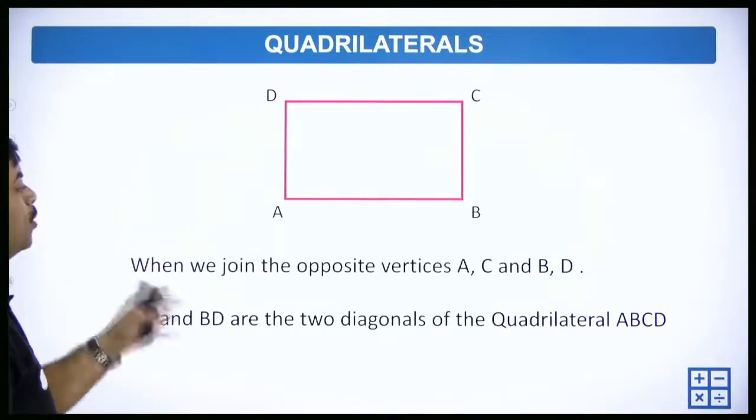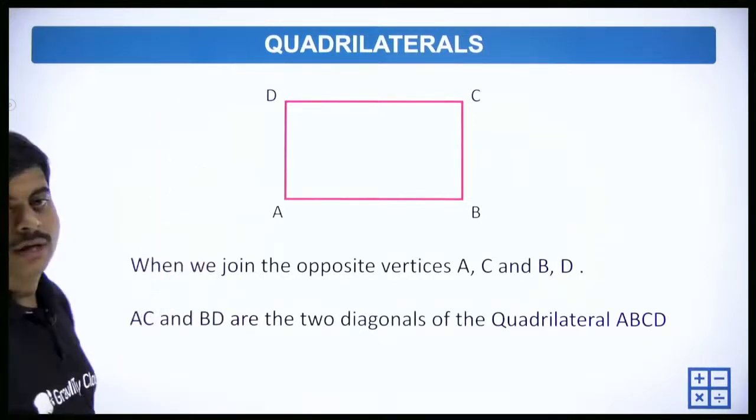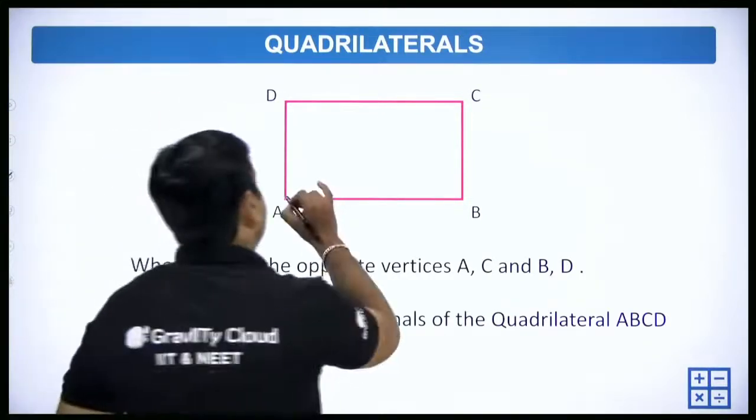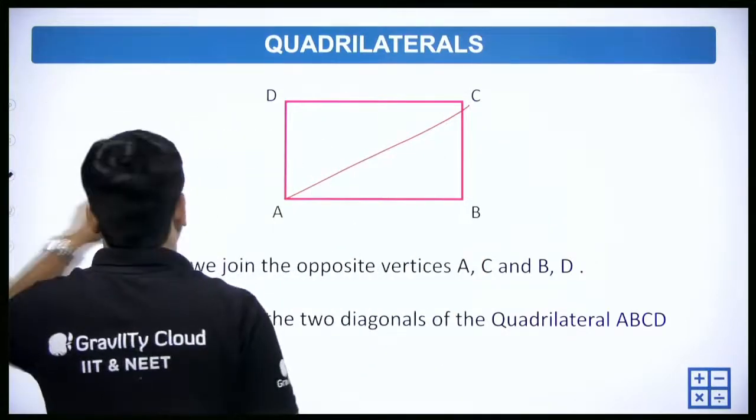The next one: when we join the opposite vertices AC and BD. This is a quadrilateral, you know that. Now I want to join A and C, so we get one line segment here. Let me draw that once again properly.